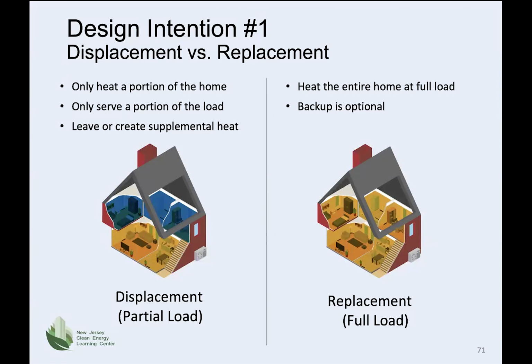Pictured on the left, the bottom floor of a two-story home, colored in gold, is to be heated with a heat pump, while leaving the top floor, colored in blue, with a legacy or existing heating system. This intended design is commonly referred to as a displacement design, where the heating load is partially served by the new heat pump, displacing a portion of the home's total heating load. Pictured on the right, where the entire conditioned space, colored in gold, is to be served by the heat pump system, this type of intended design is referred to as a replacement system.